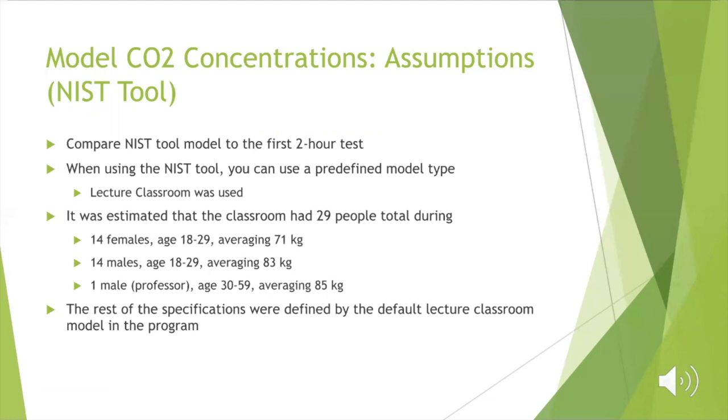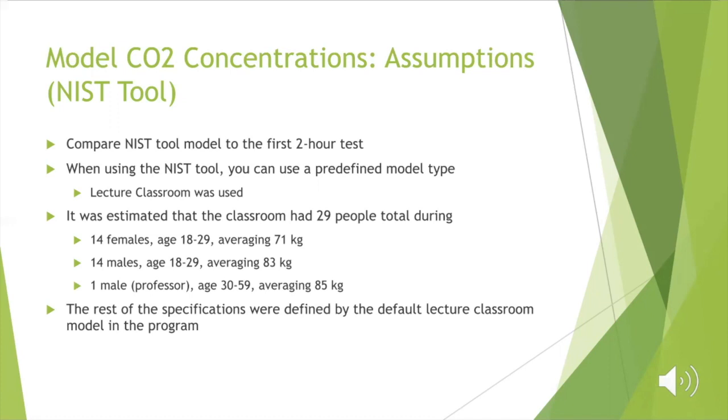except we decided to change the number of people in the classroom to more accurately model what that would have looked like. We estimated that there was a total of 29 people in the room during the quiz, 14 females aged 18 through 29, 14 males aged 18 through 29, and then a male professor aged 30 to 59. The weight of all these people was also based on an average weight for people in these specific gender and age groups.